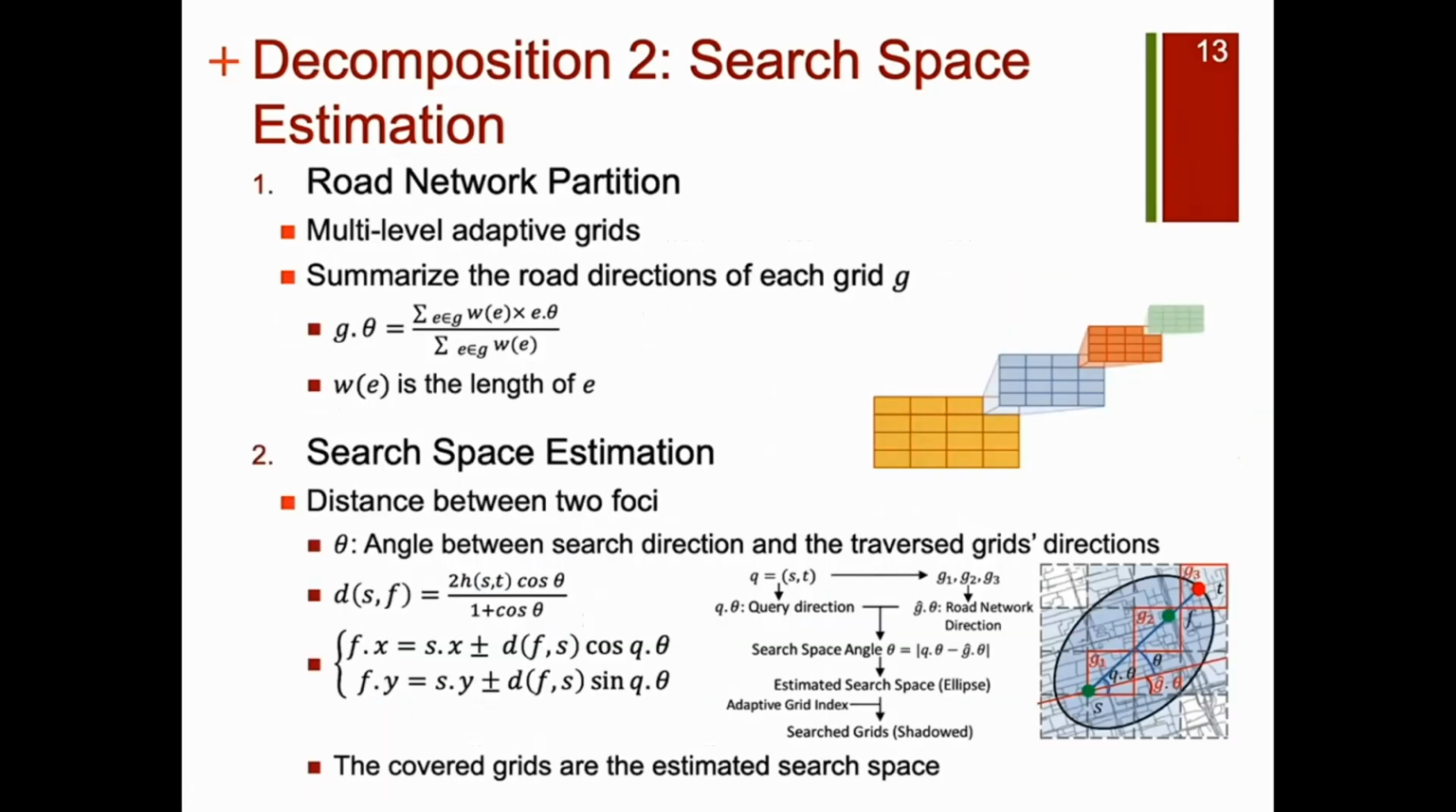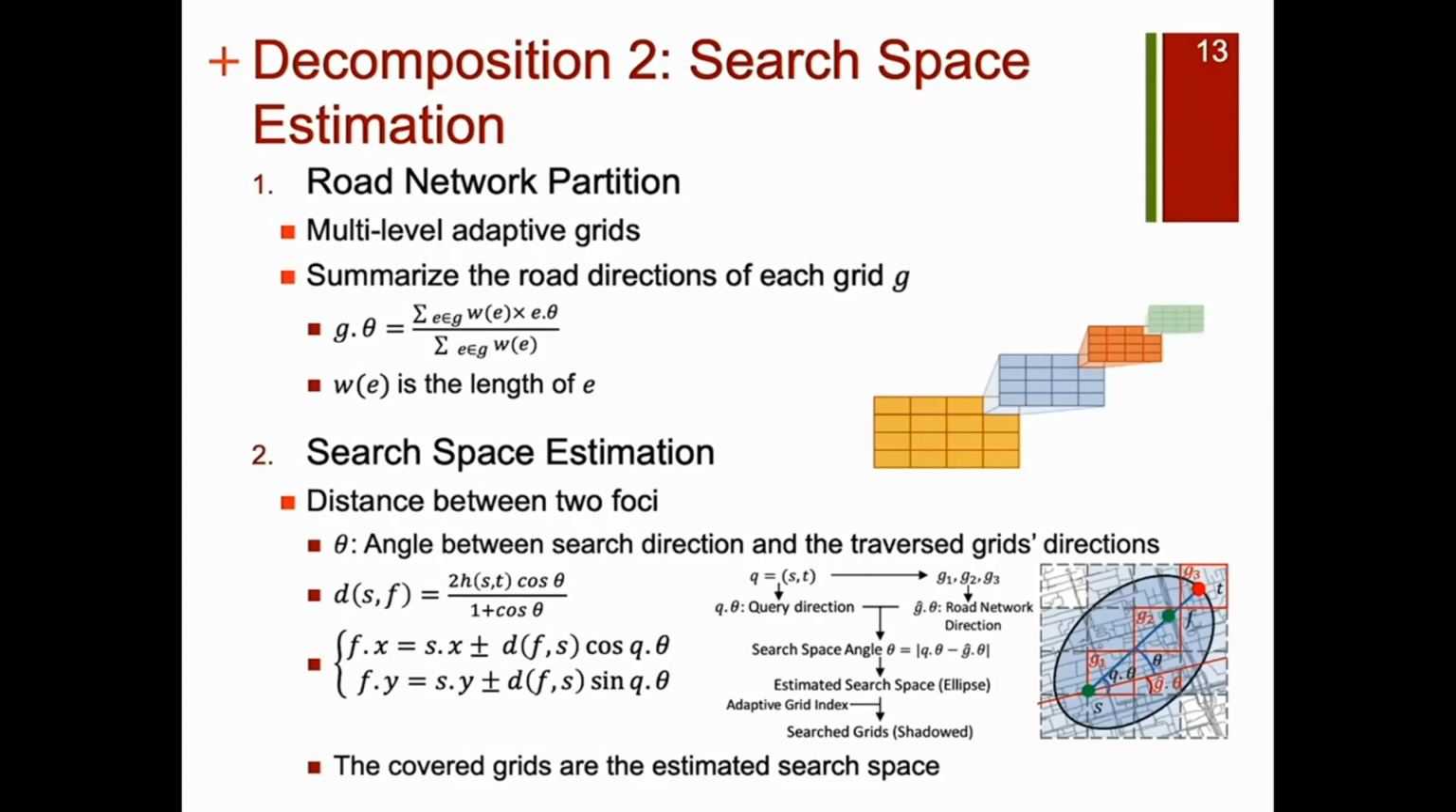So we first need to capture the row direction information. Basically, we just divide the road into hierarchical adaptive grids, like a quadtree, and summarize the row directions of each grid hierarchically. Then we compute the angle difference between your query direction and the portion of the row network that covers that direction.